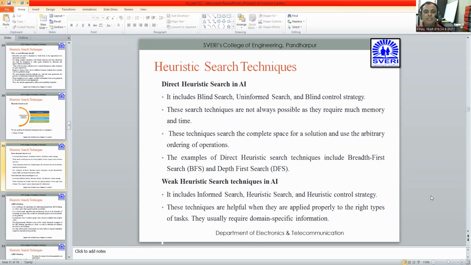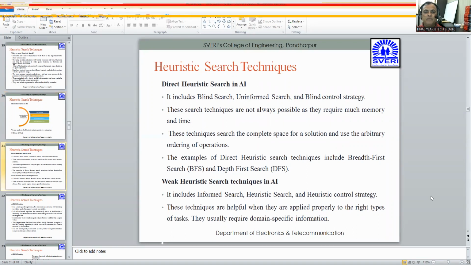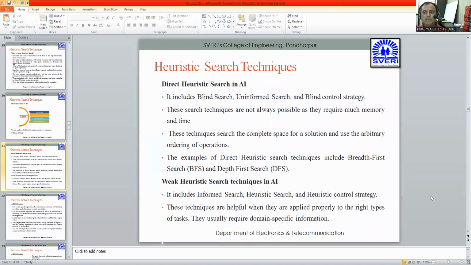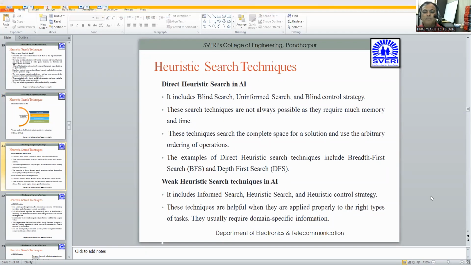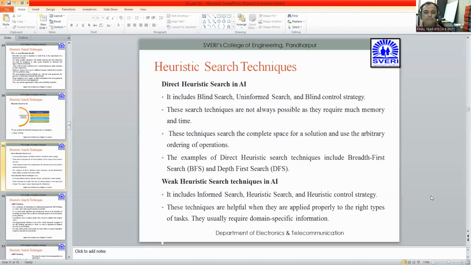A direct heuristic search includes the blind search, or we can say uninformed search, and has a blind control strategy. It not always, but possibly requires much more memory and time. Examples of direct heuristic may be BFS and DFS. Whereas weak heuristic includes the informed search, it includes heuristic search, and the control strategy is a heuristic control strategy. They require domain specific information.